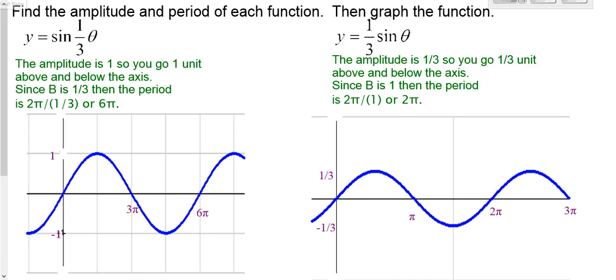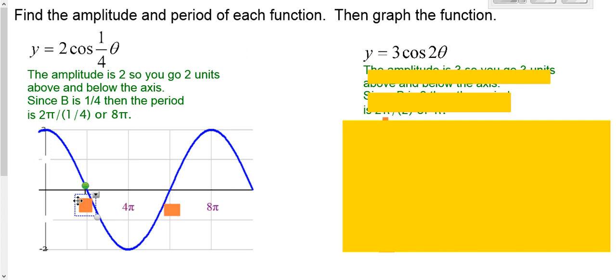Whoa, sorry. And it's not getting out of there. There we go. And then this one here is 6 pi.